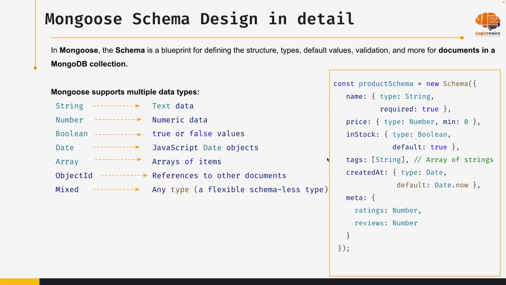We have array, which is denoted by this symbol. You can see here on the side there is an array symbol. So tags are nothing but an array of strings, written by wrapping the string type in brackets. That is the array.